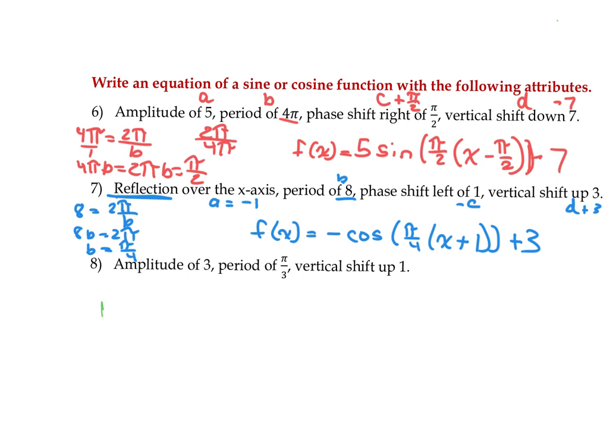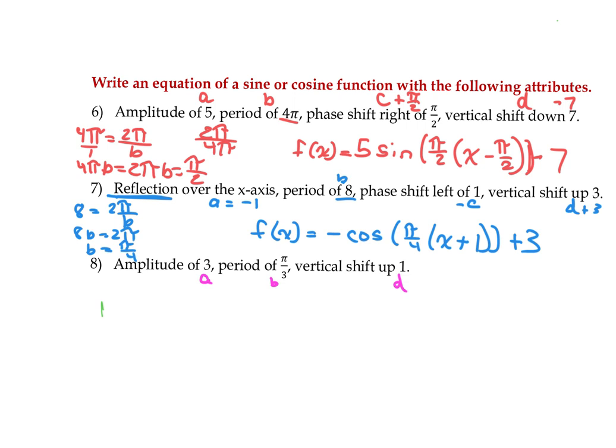And then lastly, I've got another one. I've got an amplitude of 3. There's my a. My period is pi over 3. That's where I'm going to get my b value from. My vertical shift up is a d value. There is no phase shift, so I don't put anything in.